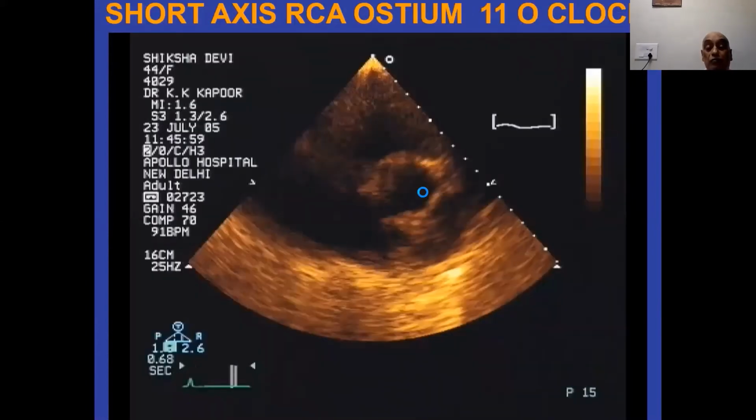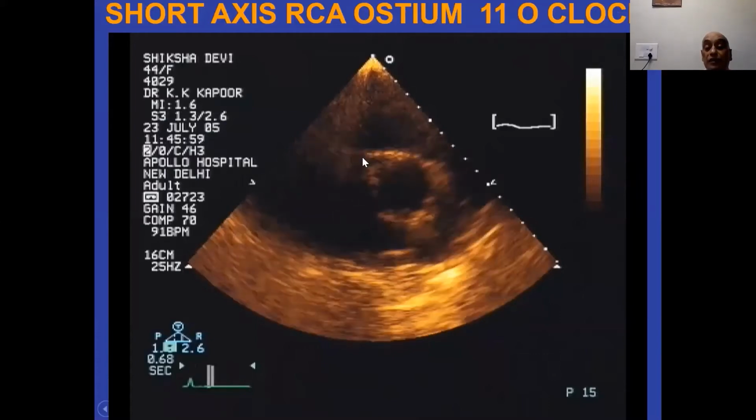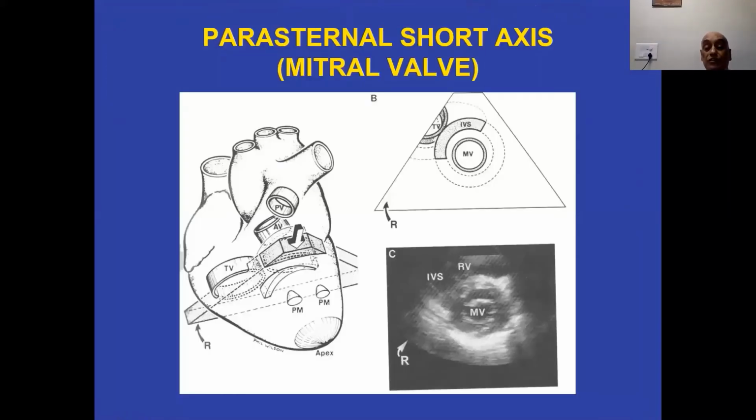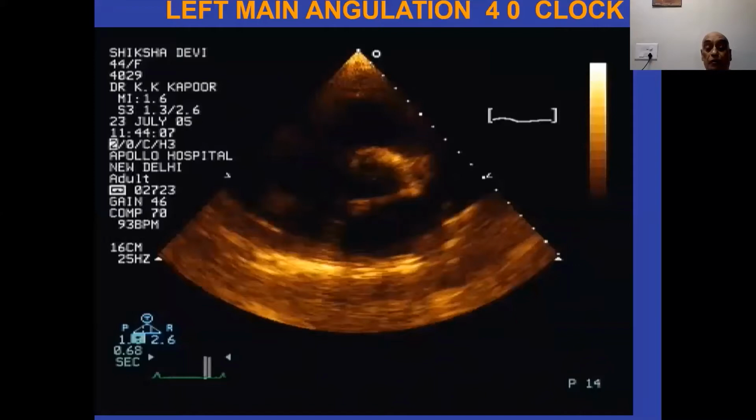Similarly, in the next view, you can have a variation for the right coronary artery. You can see the right coronary artery coming out at the 11 o'clock position. Can you see the right coronary artery at the 11 o'clock position in the aortic short axis view? Slight angulations are required to get these variations. So this is the right coronary artery. Similarly, you can get the left main coronary artery at about the 4 o'clock position. So this is the left coronary artery coming out at about the 4 o'clock position.